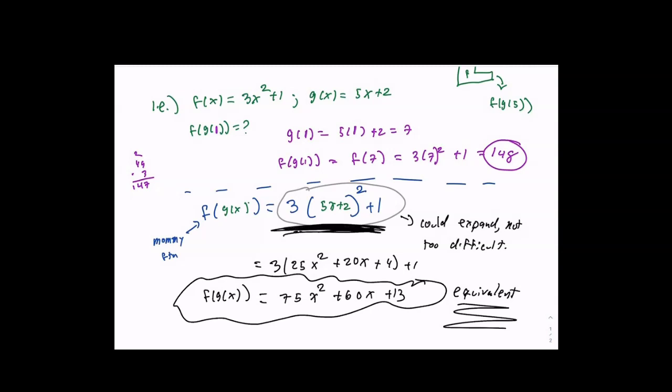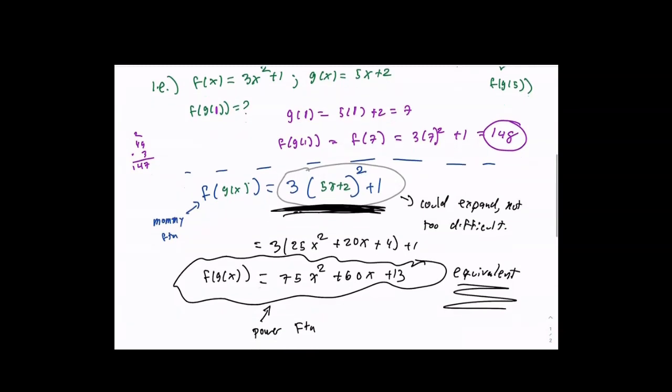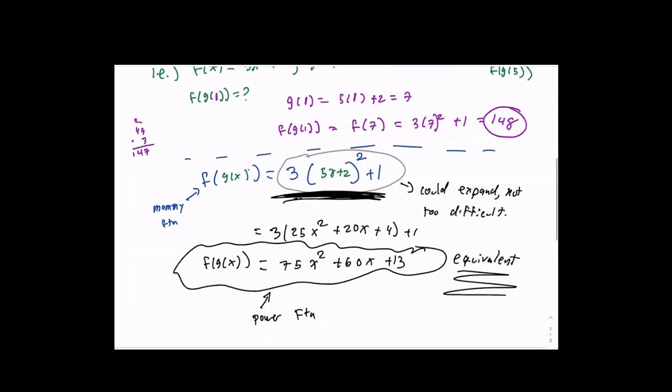Now, that's going to be important because we're going to be asked to take derivatives of functions like this. Now, while it would be nice, this is now a power function. And we could take the derivative of that power function, right? We would be like, oh, that's nice. I can take the derivative of that. So if I wanted to take the derivative of this function, I get like 150x plus 60. F of g of x prime would therefore be 150x plus 60. This is the calculus.